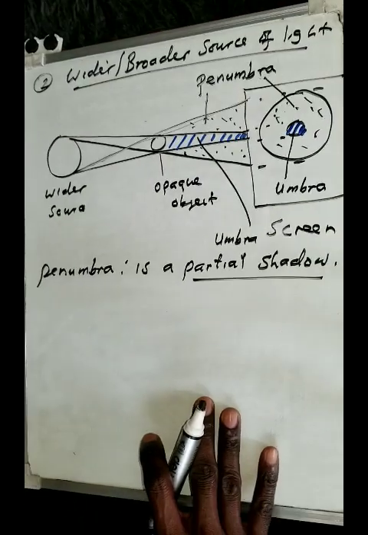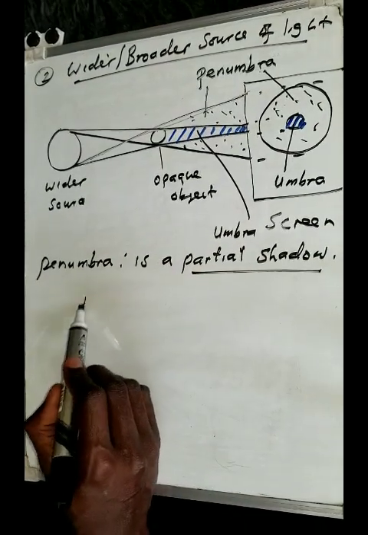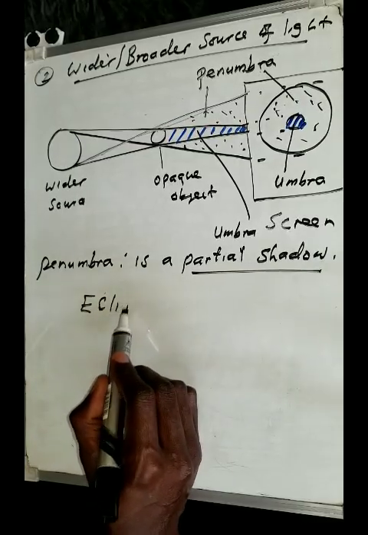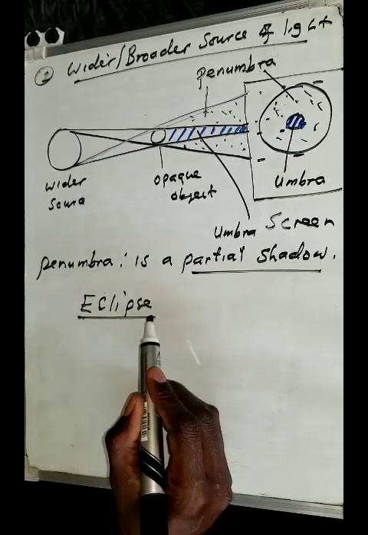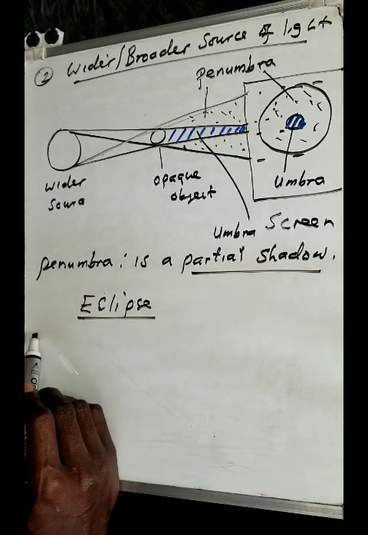Now, the formation of umbra and penumbra gives rise to what we simply call an eclipse. You might have heard of what we are calling an eclipse. Now, when does an eclipse occur?